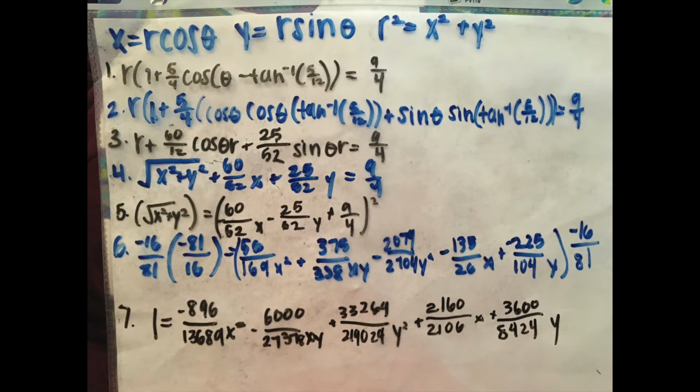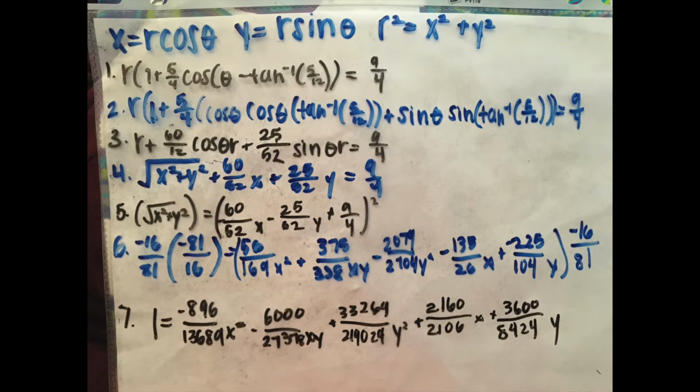So after doing this, I brought my x squared and y squared to the right of my equation and my 81/16 to the left side, which gave me negative 81/16 is equal to 56/169 x squared plus 375/338 xy minus 2079/2704 y squared minus 135/26 x minus 225/104 y.